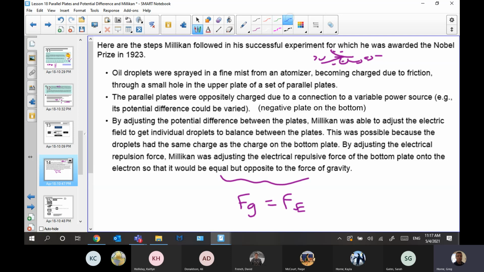And once you know Fe, then that's going to allow you to figure out the charge on the electron, because we know Fe per Q is going to be a known value. That's your curly E, and so on. Right? So you can see how they'd be able to work towards this.